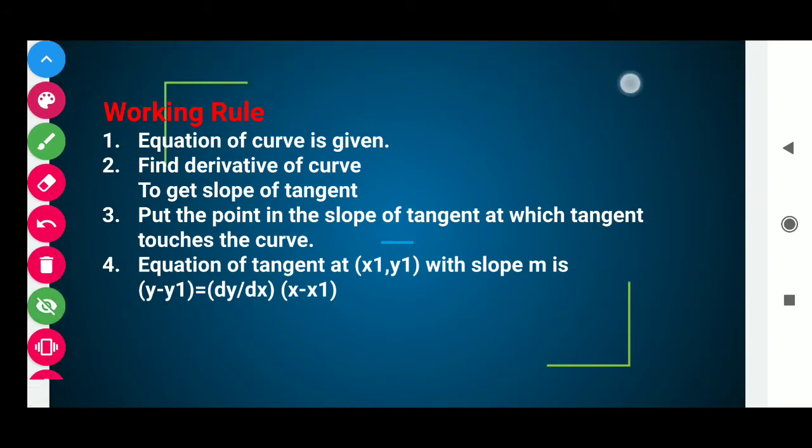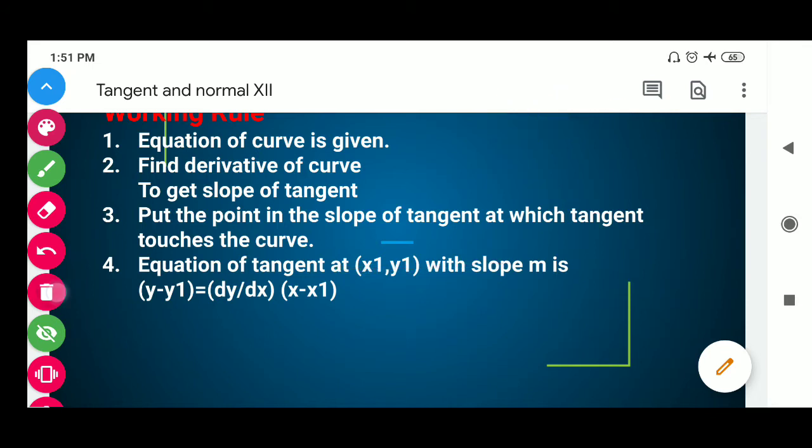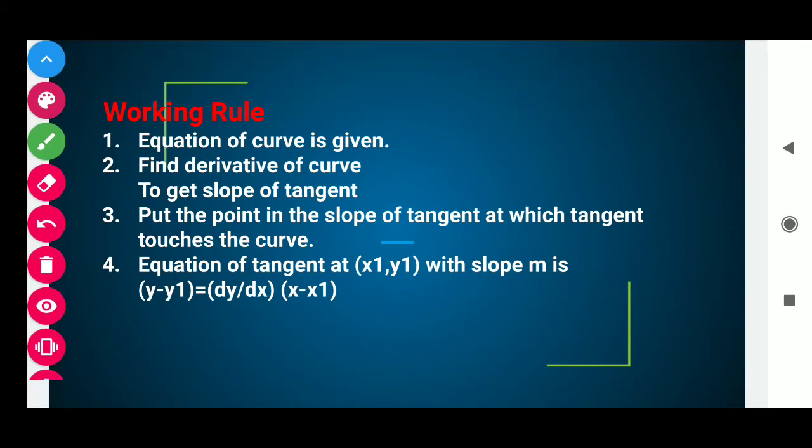Students, suppose we have a curve and a straight line that touches the curve at just one point, and this point is suppose x1, y1. At that point we have to find the slope of the tangent, and after that we have to find the equation of the tangent at the given point x1, y1 with slope m: y minus y1 is equal to dy over dx times x minus x1. So students, in this way, by using this working rule, we will solve the questions.